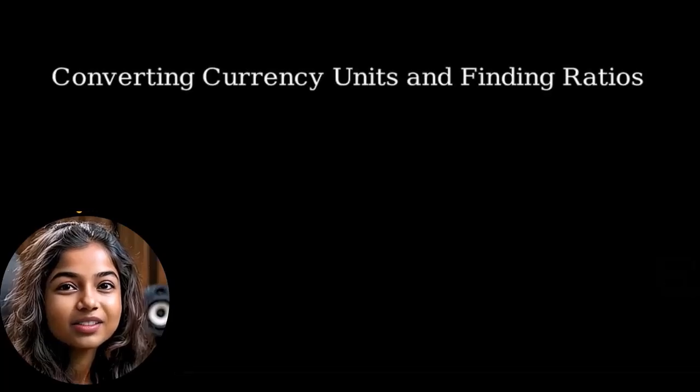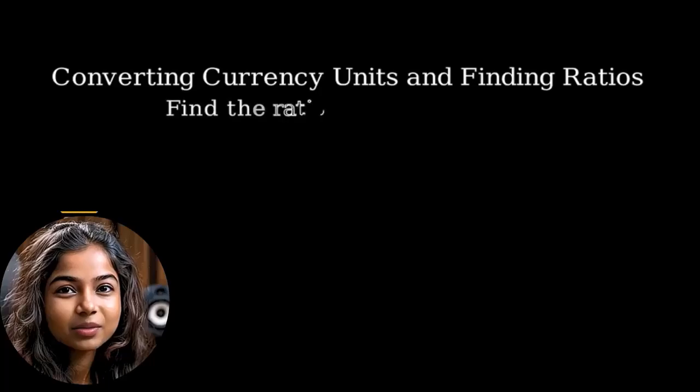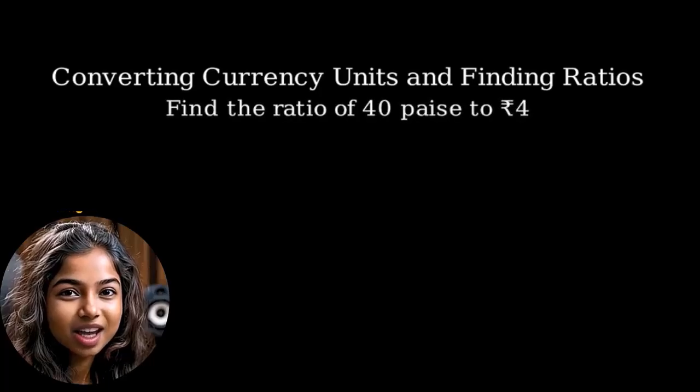Let's solve the first question. Find the ratio of 40 paise to 4 rupees. To solve this, we need to convert both values to the same unit first. Let's understand what we're working with.